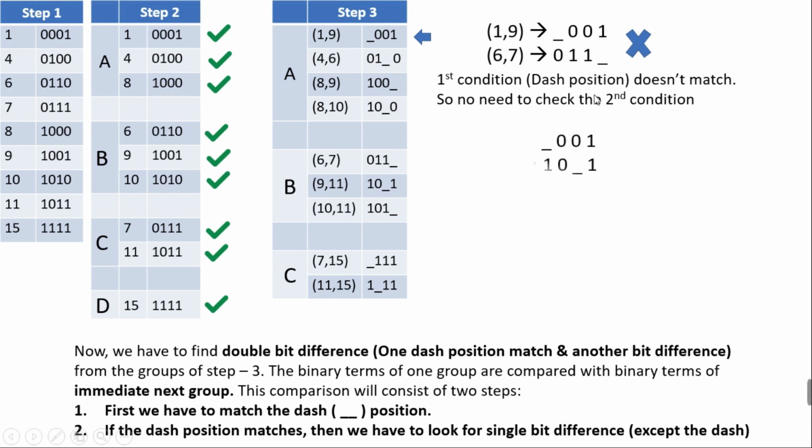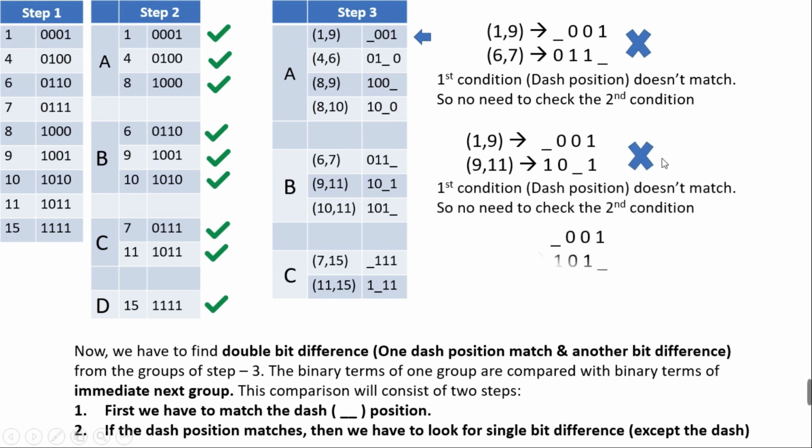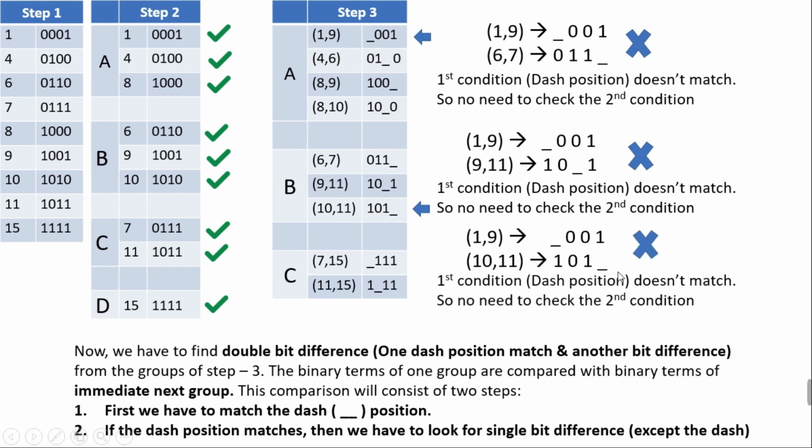Let's check the second pair. So 1 9 is being compared with 9 11, and you can see the dash position doesn't match, so we're going to discard that one too. Let's move on to the third one. 1 9 is compared to 10 11, and the dash position doesn't match here too, so we are also going to discard that. We have compared the first pair of group A with all the pairs of group B, and we have not been able to match the first condition, the dash position match. That's why we didn't go through the second condition, and all of these comparisons were discarded.